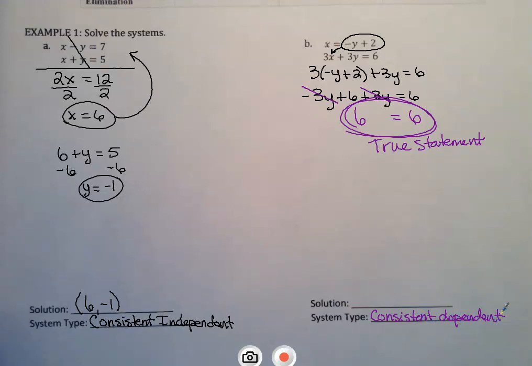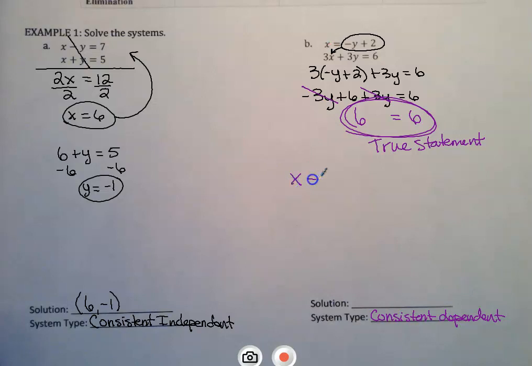Nope. The solution is an equation. We need to write the equation in slope-intercept form. How are we going to write this equation in slope-intercept form? Add the y. Okay, because it's consistent dependent, it's the same line, right? So we can take either of the equations.